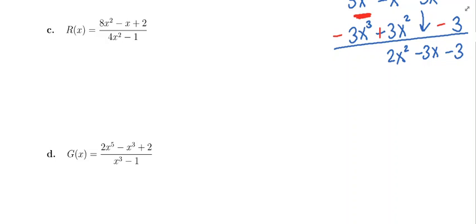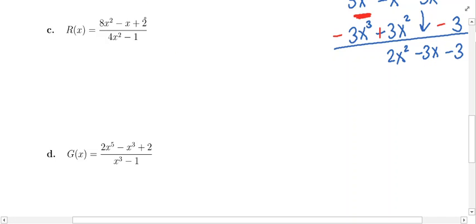In example 5c, our rational function is r of x is equal to 8x squared minus x plus 2 over 4x squared minus 1. We're interested in finding either a horizontal asymptote or an oblique one. So again, it's all about comparing the degree of the numerator to the degree of the denominator.